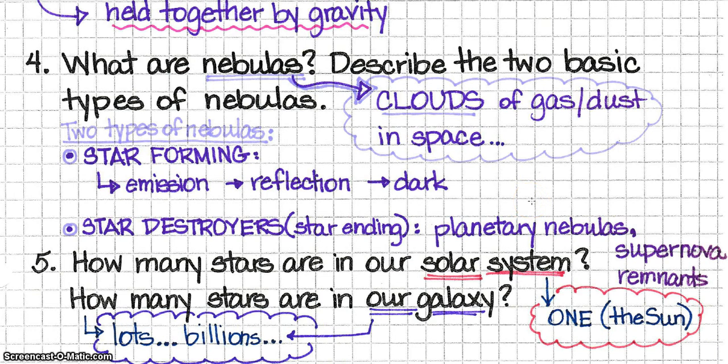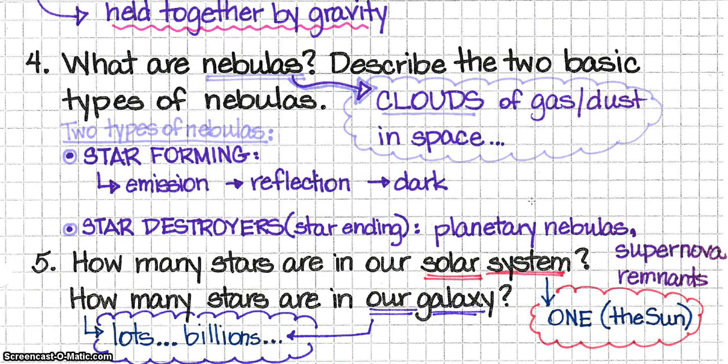All right, and then how many stars are in our solar system? Solar means sun, our sun system. There's only one star in our solar system, and that is the sun. Everything else in our solar system is either planets or moons or asteroids or comets, things like that. There is only one star in our solar system. I promise I'm going to ask you that because people get that confused.